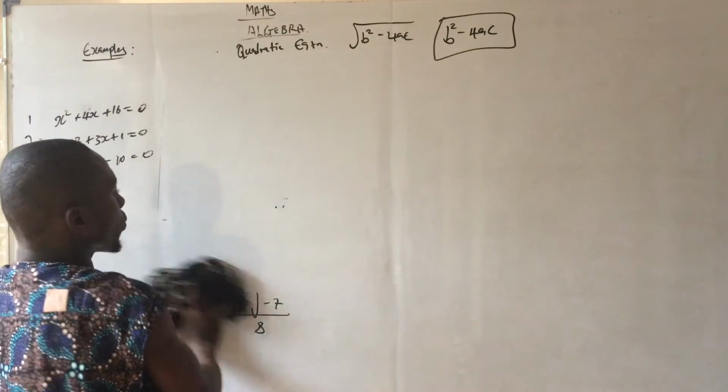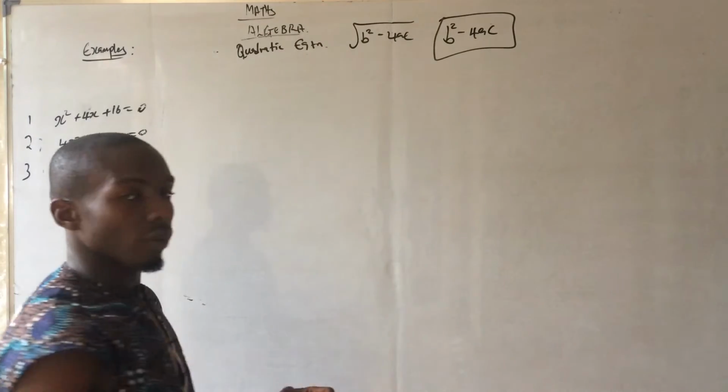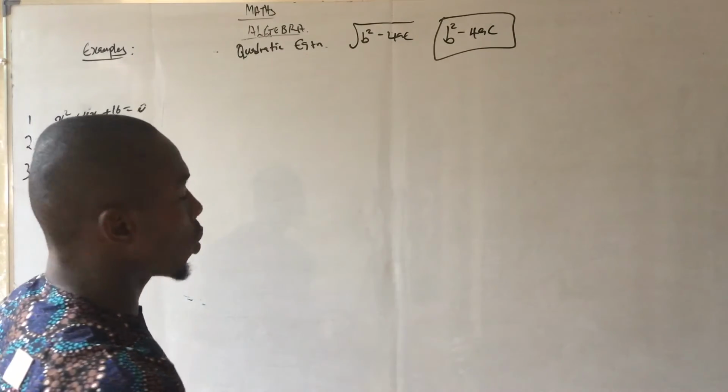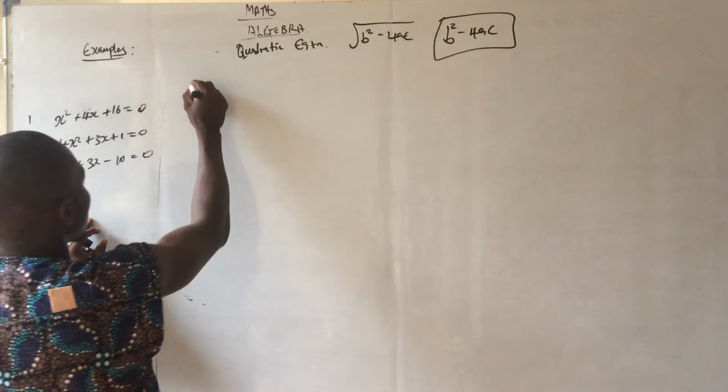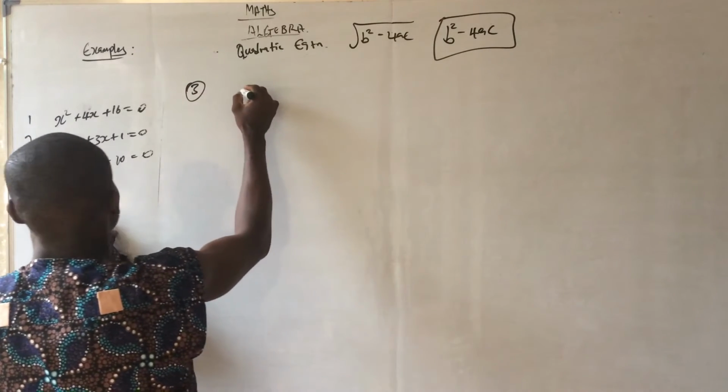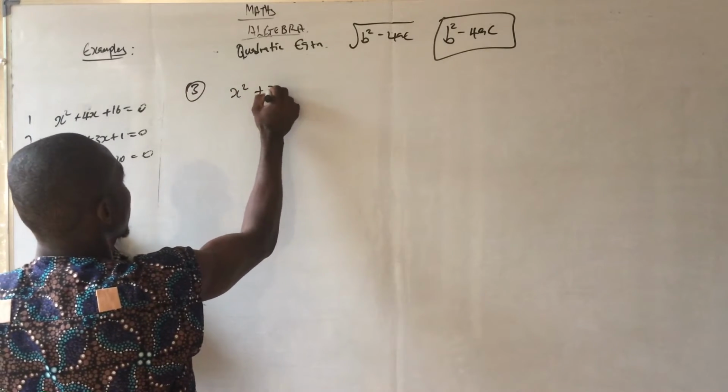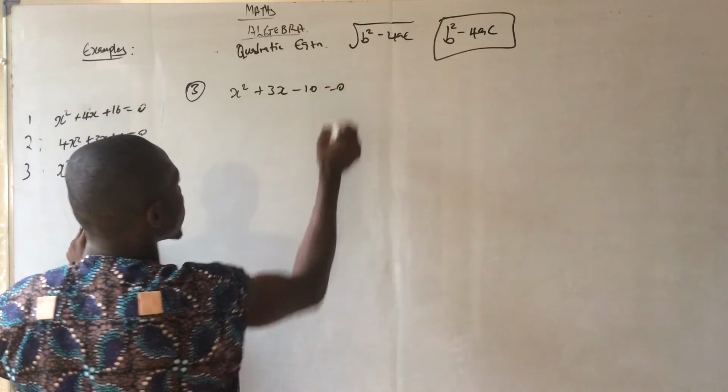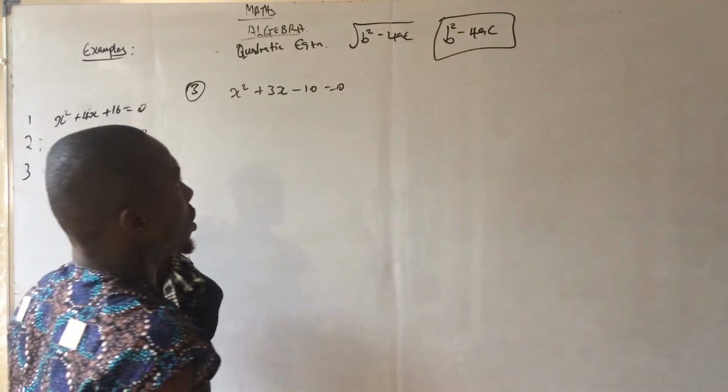So far so good. We have solved two of them and we arrive at no solution. Let's take number 3, as the last here. I have x raised to the power 2 plus 3x minus 10 equal to 0. Let's solve it using the discriminant.